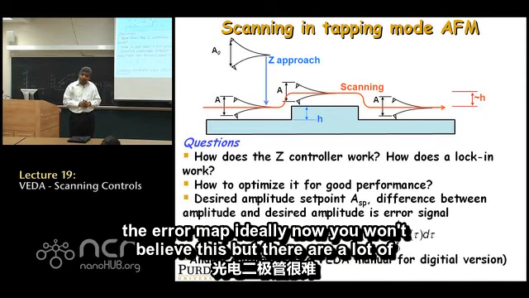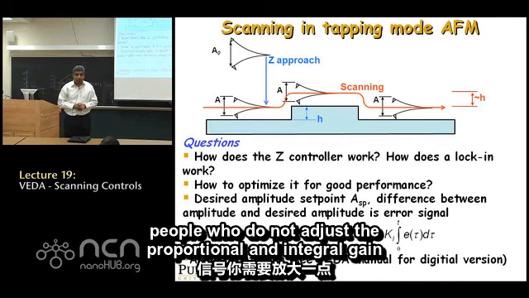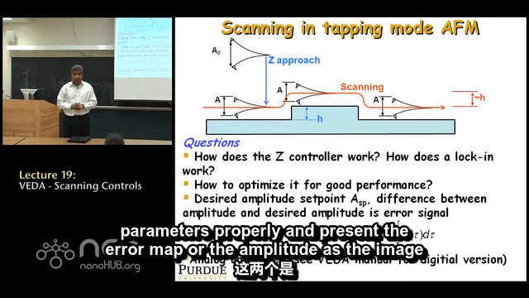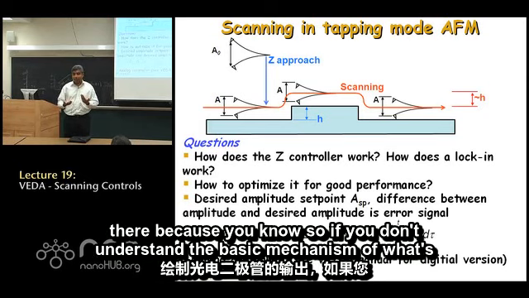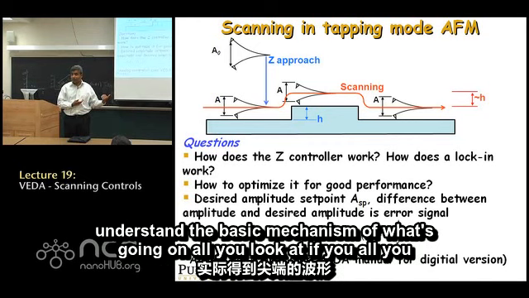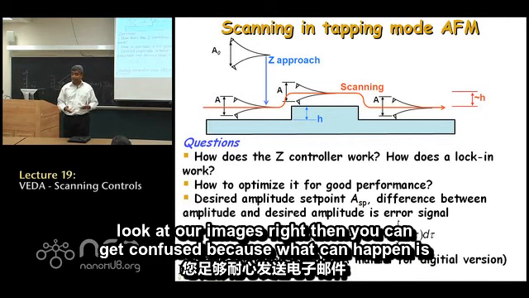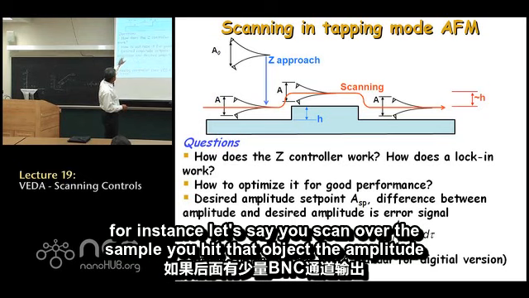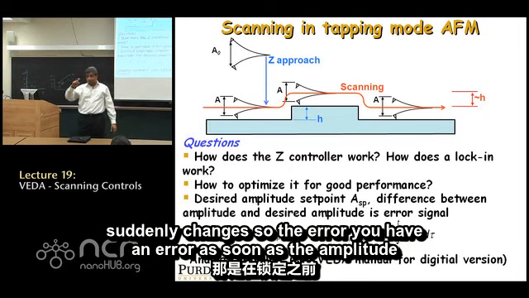Now, you won't believe this, but there are a lot of people who do not adjust the proportional and integral gain parameters properly and present the error map or the amplitude as the image. Because if you don't understand the basic mechanism of what's going on, all you look at are images, right? Then you can get confused, because what can happen is, for instance, let's say you scan over this sample, you hit that object, the amplitude suddenly changes, so you have an error. As soon as the amplitude changes from set point, you have an error.